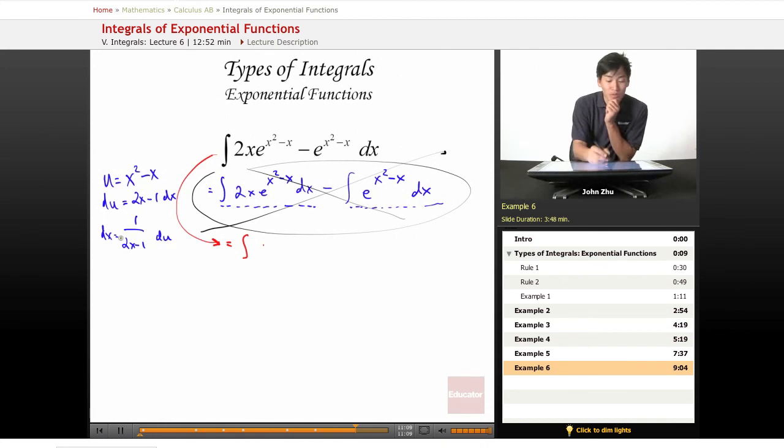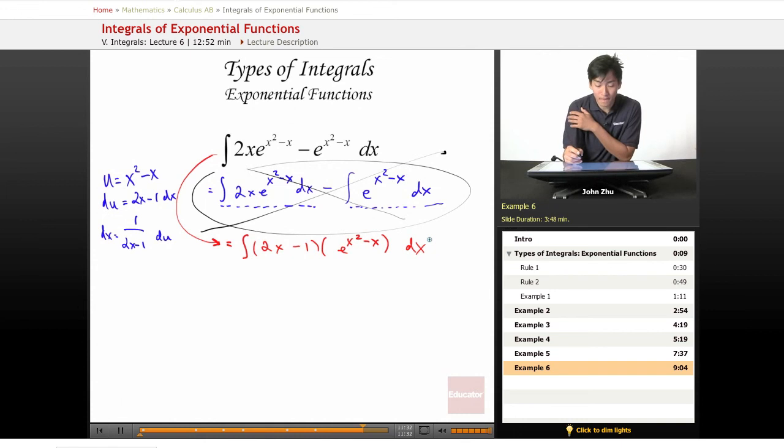Well, there's a 2x here. Well, there happens to be a 2x here. What's the other coefficient? It's just 1. So we have a 2x minus 1. So if we multiply that out, we have 2x minus 1, and we have e to the x squared minus x dx. So now we've combined these two separate subtracted portions of the integral into one portion. Normally we wouldn't do that, but for this case, it is essential that we do that.